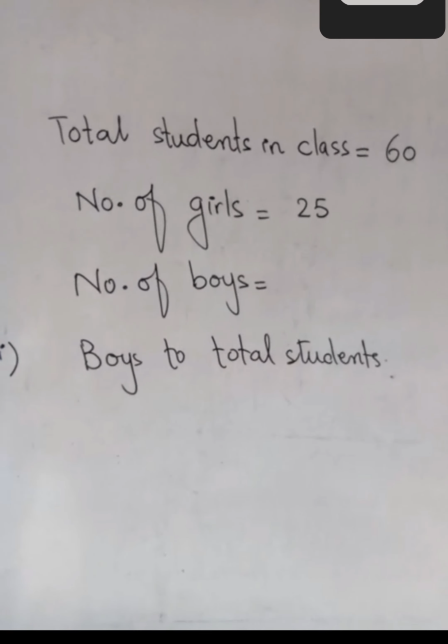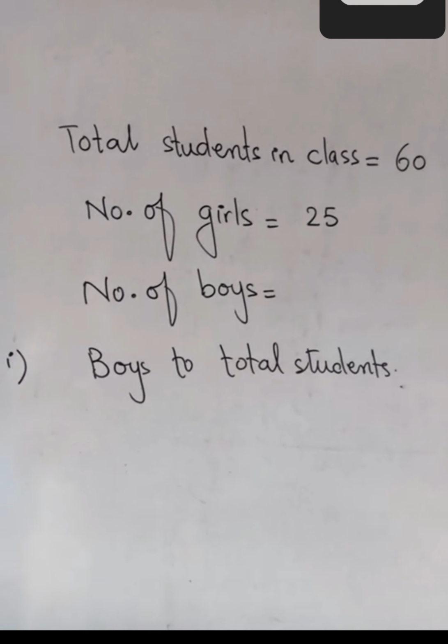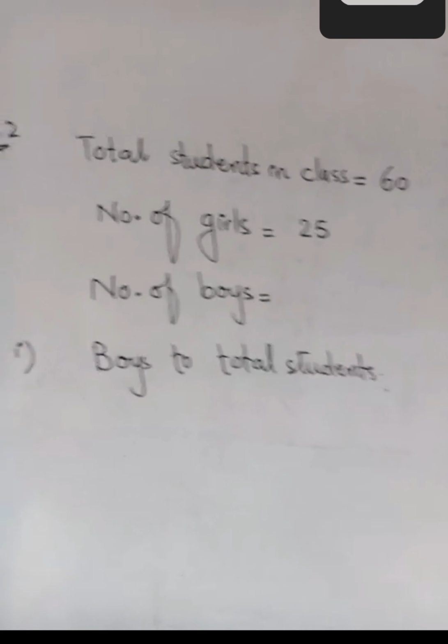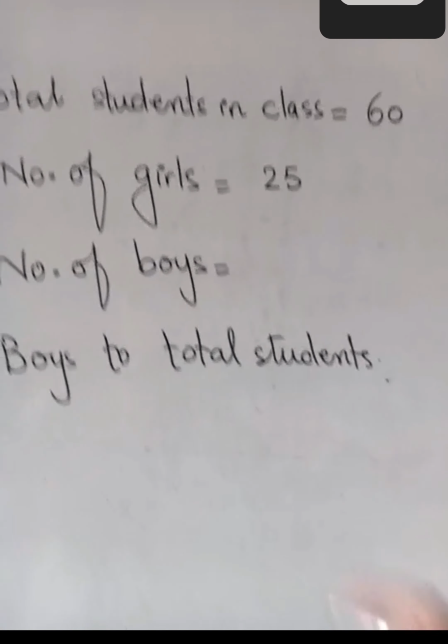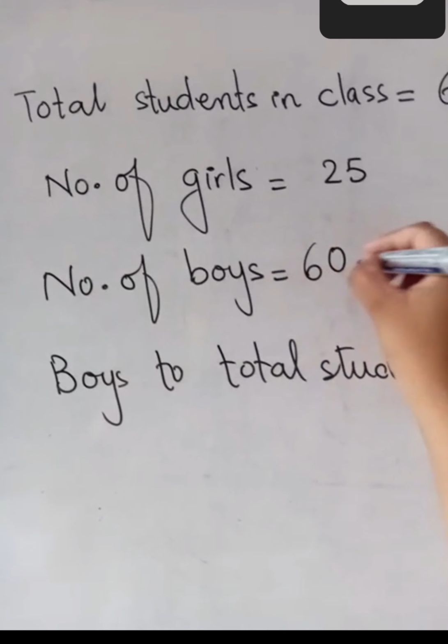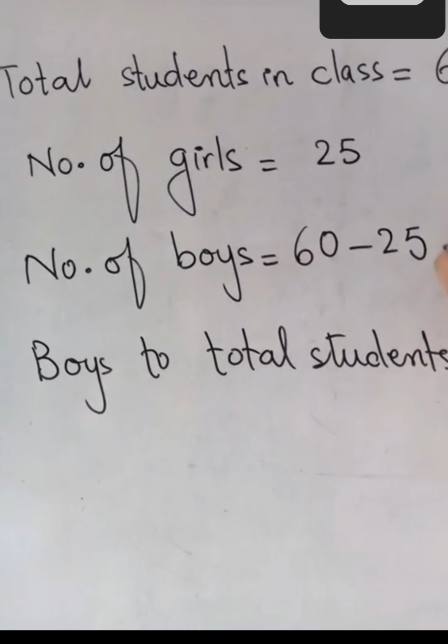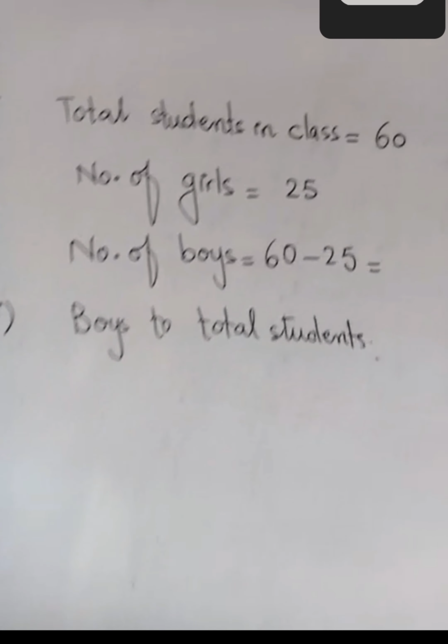Total students in class is 60. Number of girls is 25. What will be the number of boys? Subtract. Total minus number of girls. So what will it be? 35?